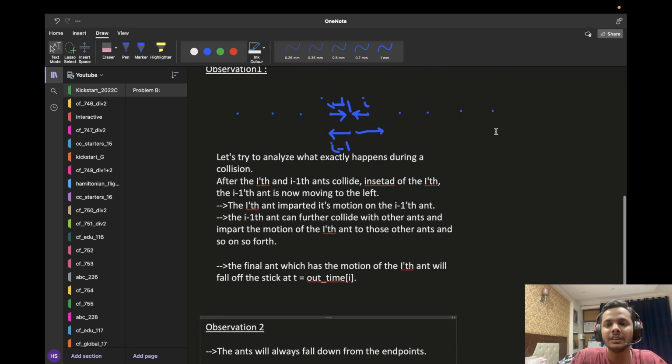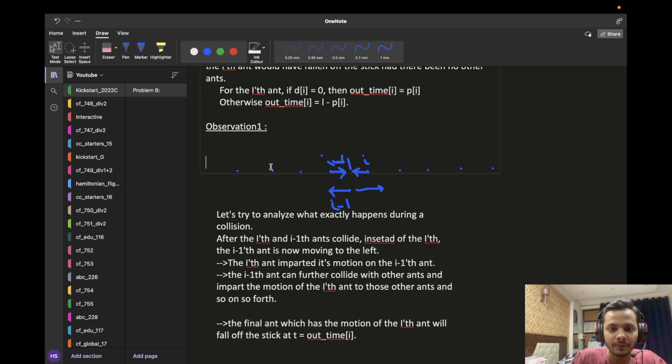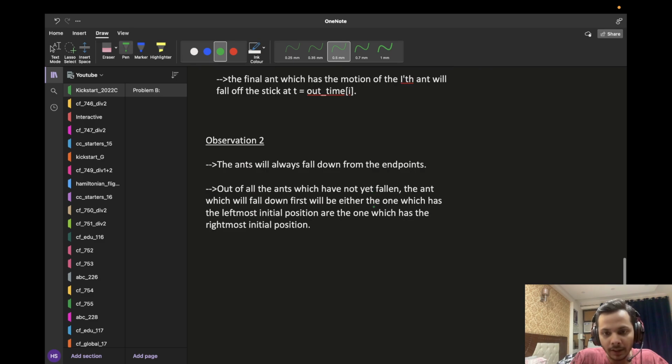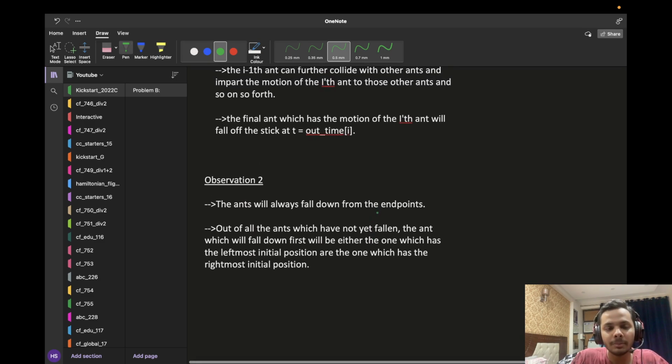Well, obviously if this is the situation of the ants, this second ant can never fall before this first ant, if it's falling to the left. And if the second ant is falling to the right, then it cannot fall before this last ant, right? So naturally, among all the ants which are remaining, the one which will fall down first will be either the one which has the leftmost initial position or the one which has the rightmost initial position.